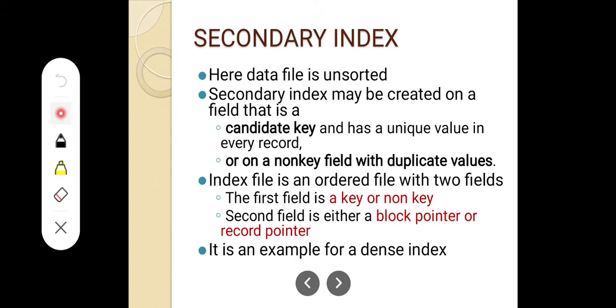Next configuration, it says that a secondary index may be created on a field. The secondary index has two options. The first one is a candidate key. A candidate key is nothing but a unique key, used to identify a particular record, or a non-key field with duplicate values. So a secondary index can be created using either a key or a non-key field.